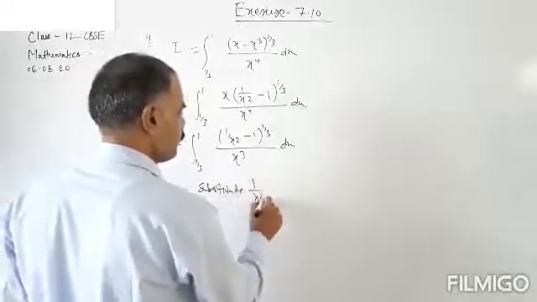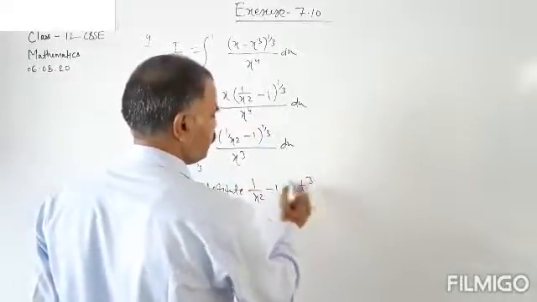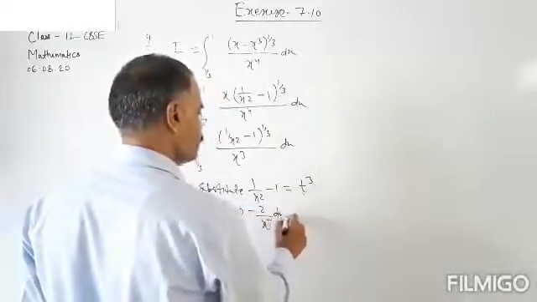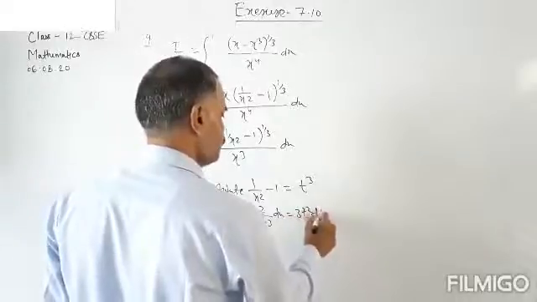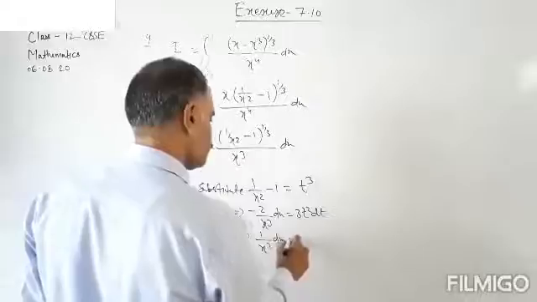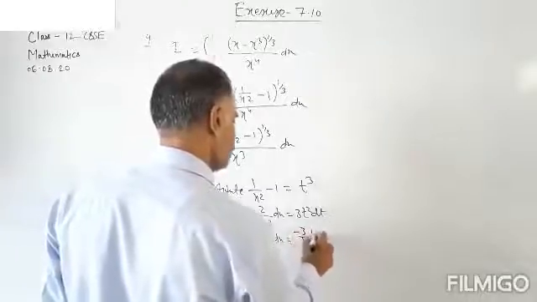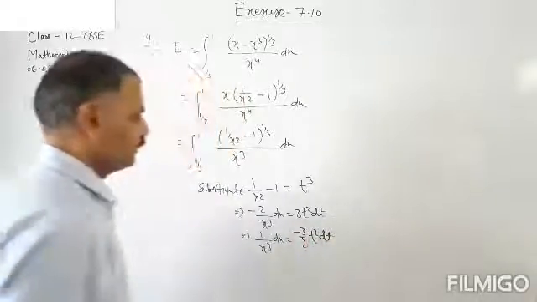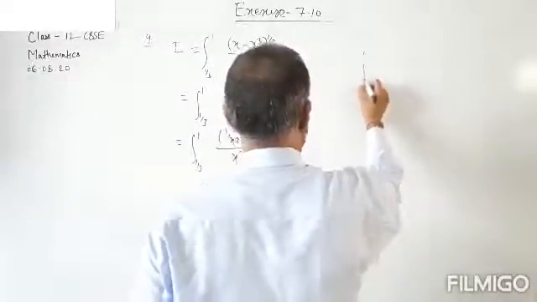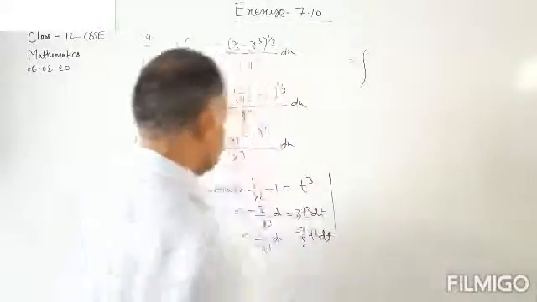1 upon x square minus 1 equals t to the power 3, that is, minus 2 upon x to the power 3 dx is equal to 3t square dt, that is, 1 upon x to the power 3 dx is equal to minus 3 by 2 t square dt. Okay, so the integration will change, and the limits will also change.